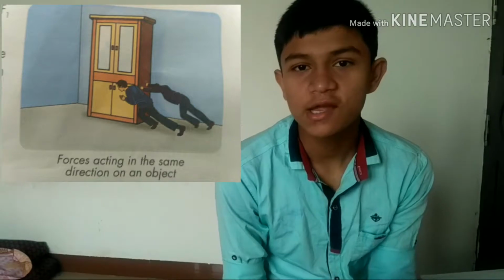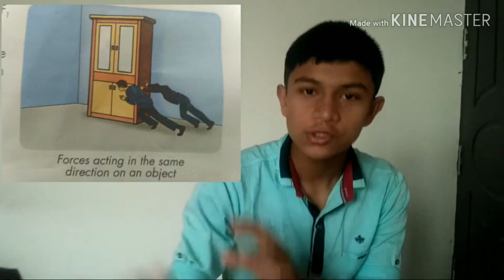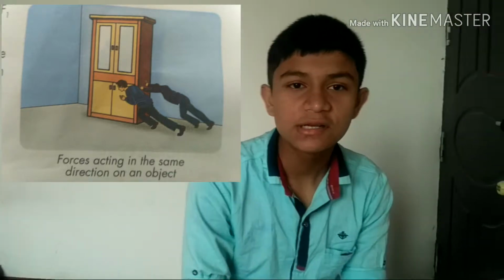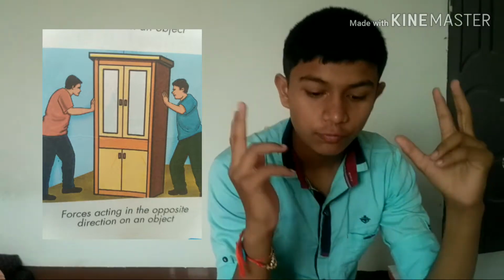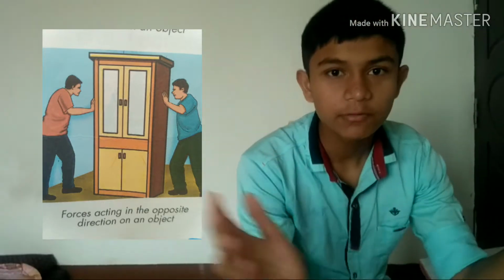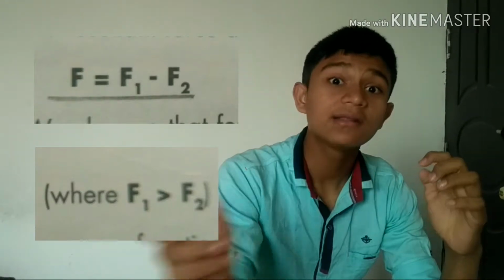If two persons are acting from one side, giving force from one side, the resultant force is equal to F1 plus F2, that is force 1 and force 2. In another case, if the two persons are acting from opposite sides, the resultant force is F equal to F1 minus F2, where F1 is greater than F2.